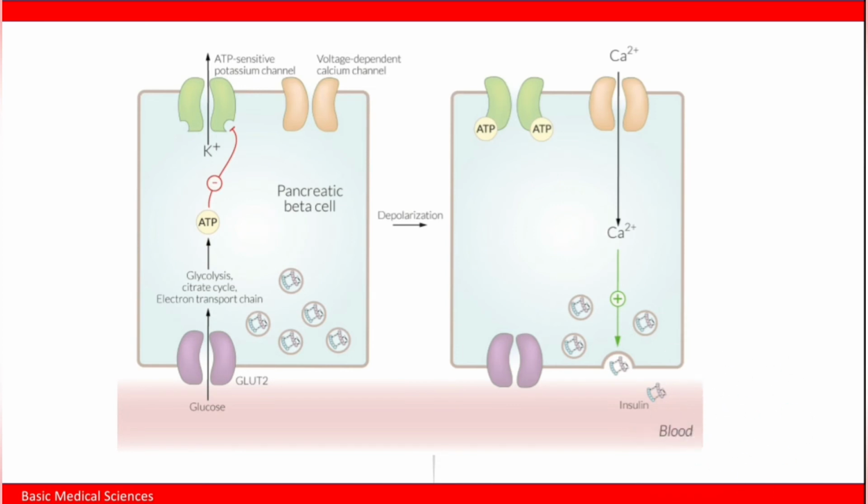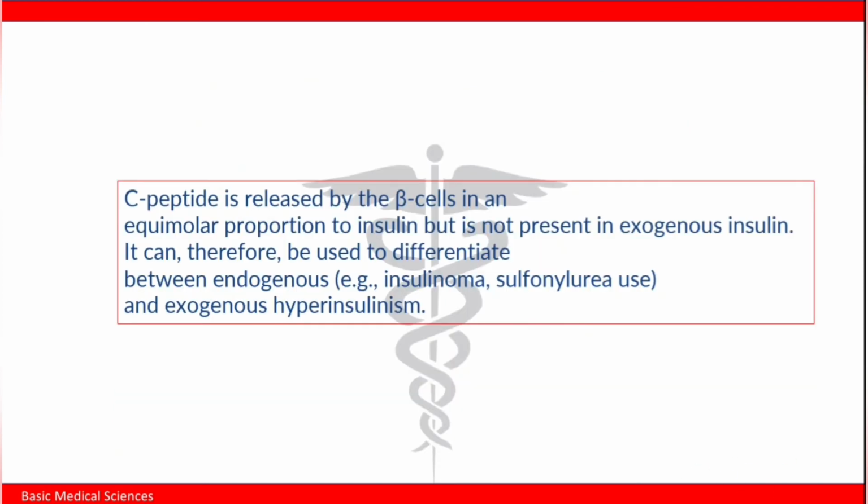Right, so C-peptide is released by beta cells in an equimolar proportion to insulin, but is not present in exogenous insulin. It can therefore be used to differentiate between endogenous causes, thus insulinoma and sulfonylurea use, and exogenous hyperinsulinism, right? So C-peptide is very important.